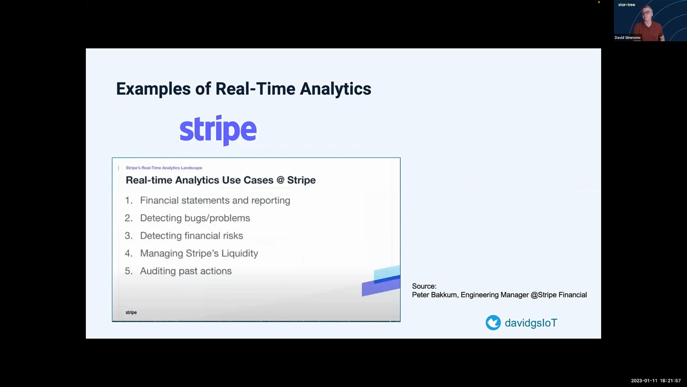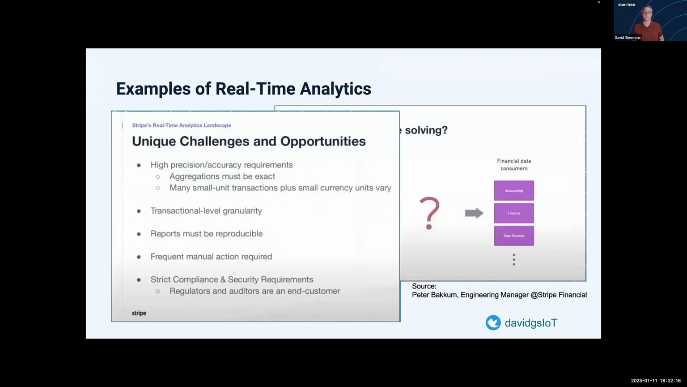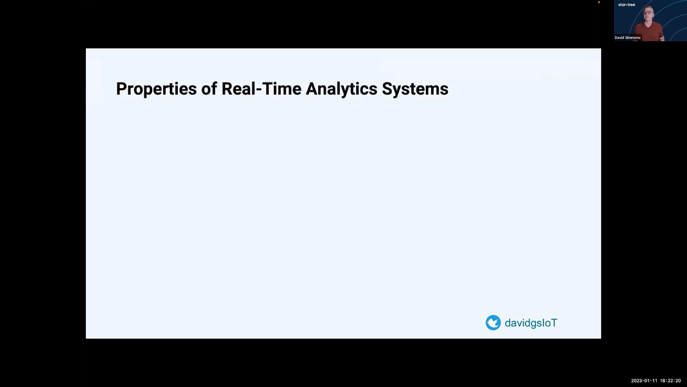And Stripe uses, as I think I mentioned, Shopify, but Stripe uses real-time analytics for detecting financial risks, detecting fraud, detecting anomalies, and also going back and auditing the past. So I'm kind of blowing through these slides because I want to get a little closer to the demo, and I don't want it to take forever.